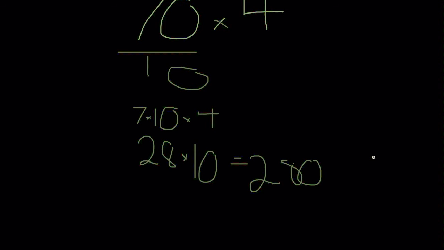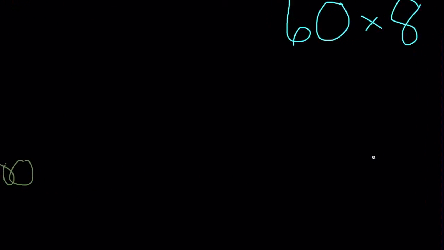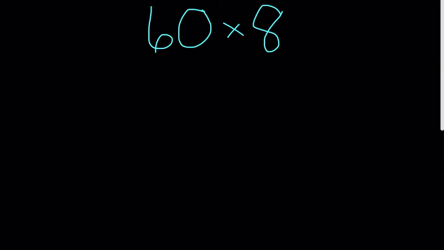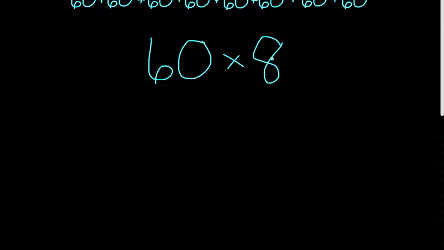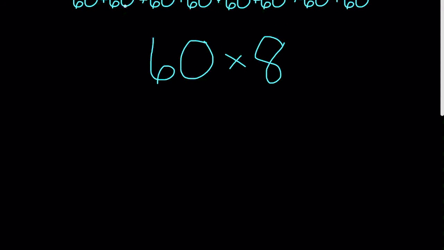So we're going to try some more, and you're welcome to pause this video and do it on your own. Alright, this is our next one. We have 60 times 8. Again, we could use repeated addition and do 60 plus 60 plus 60 plus 60 plus 60 plus 60 plus 60 plus 60, which is equal to 480.